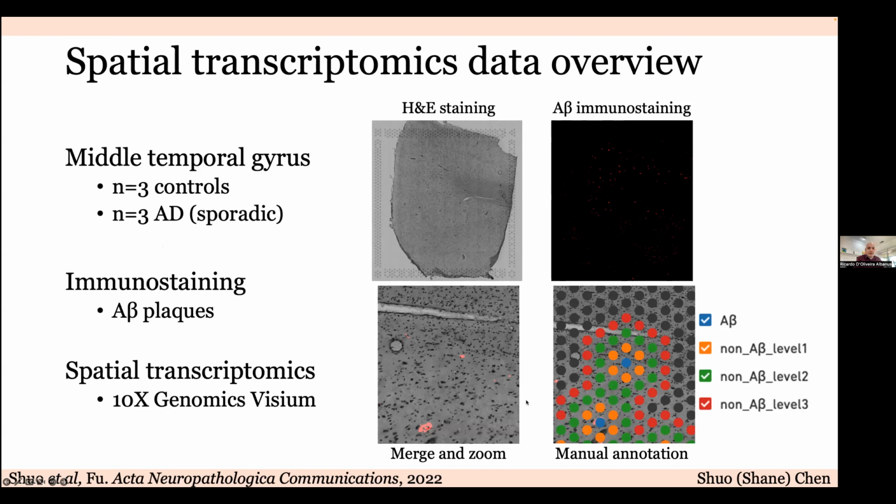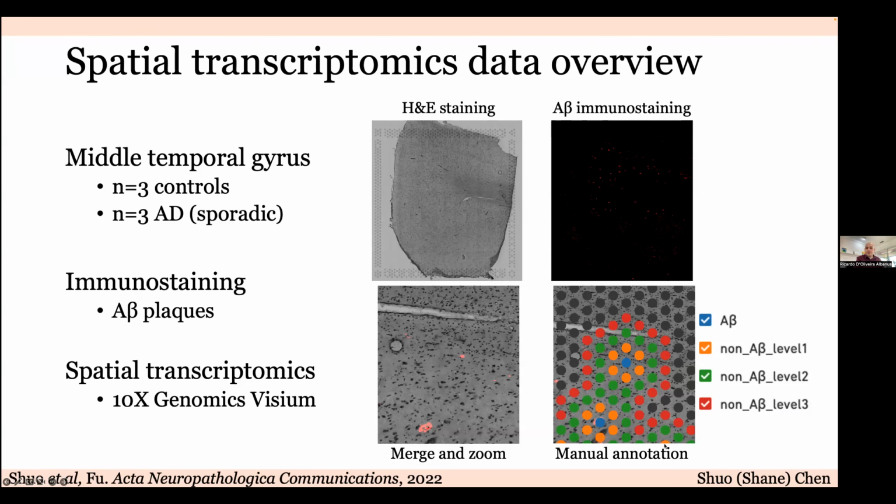So in this plot on the bottom right, each circle corresponds to 1 spot in the Visium platform. So these are our units of gene expression. And the color corresponds to the proximity of each spot relative to the A-beta plaques. So blue here is the plaques. You can see them here on the left. And level 1 is 1 spot away, level 2 is 2 spots away, and so on. And this data was all manually annotated by Shua Shane. So I cannot overstate the amount of work that went into this analysis.